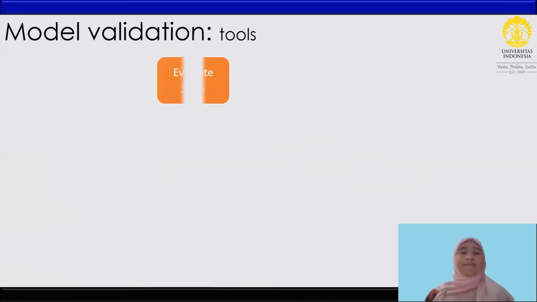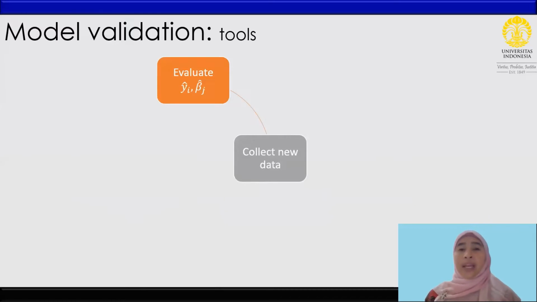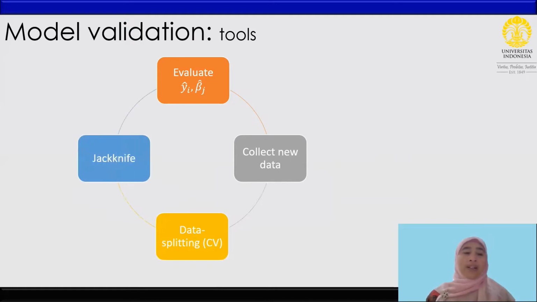For this video, we will focus on the tools or the metrics of doing the model validation. The first one is that we can evaluate the predicted values of the response variable or even the estimated values of the regression coefficients. And then we also can collect new data. Or if we don't want to collect new data or we are not able to collect the new data, we can just do data splitting. Usually this is known as cross validation. And we can also do jackknifing. What is it? We can see it later.